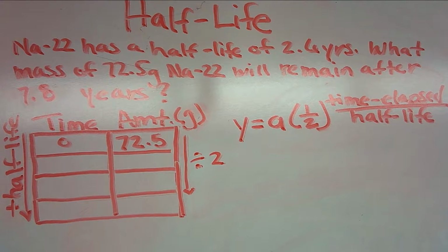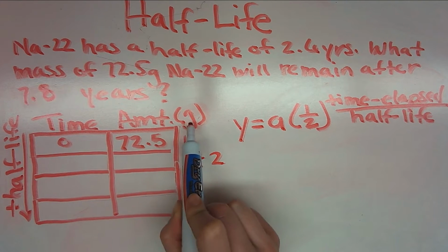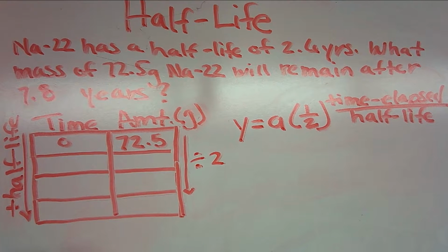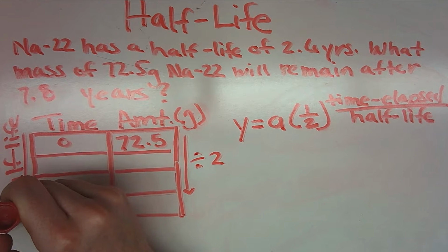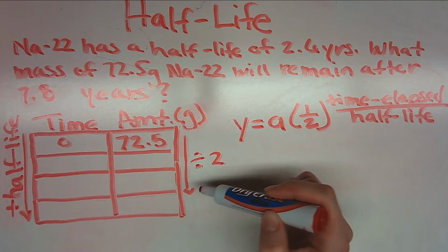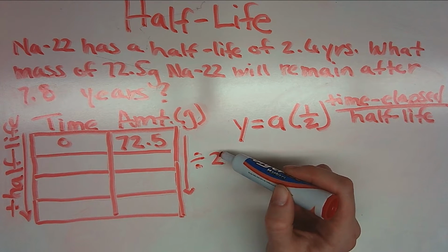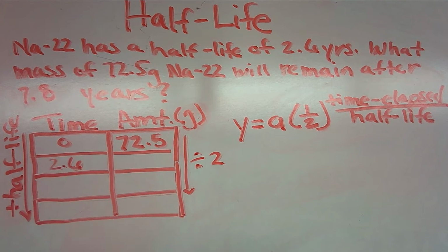So our first step is figuring out that at time equals 0, or in the beginning, how much did we have? What was our initial mass? And we started with 72.5 grams. So using the table form, remember that as you go down on this side, we add a half-life. And on this side, as we go down, we are dividing by 2. So my half-life is 2.6.